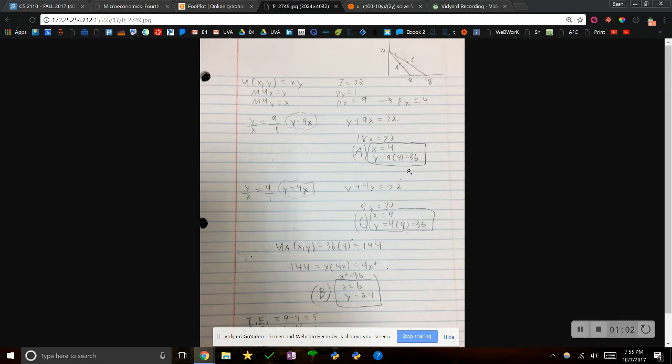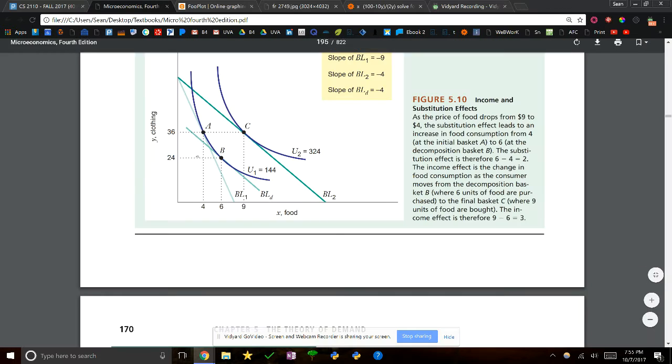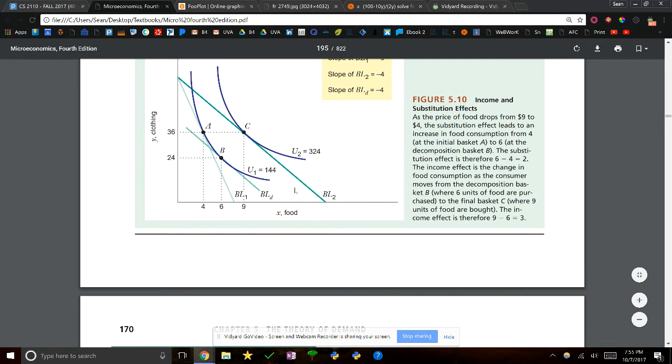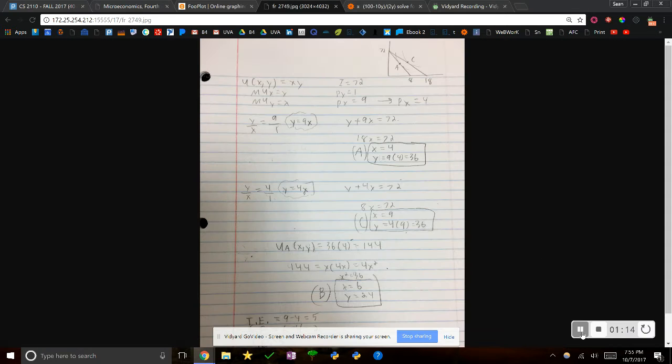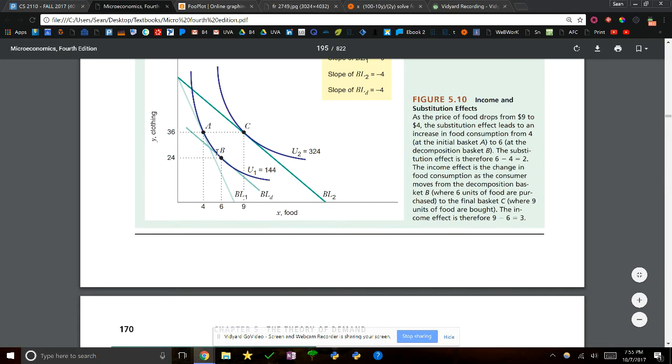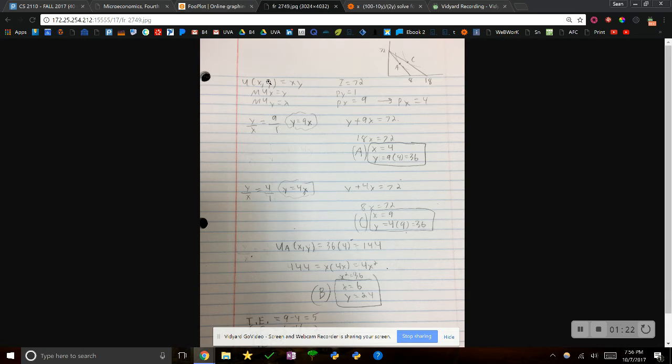And then what you do. So this is the tricky part. To get the basket B here, we want to have the same utility as A, but the same budget line slope as C. So what you do is you take this utility function from the very beginning, and then you plug in the slope of the budget line right here for C.